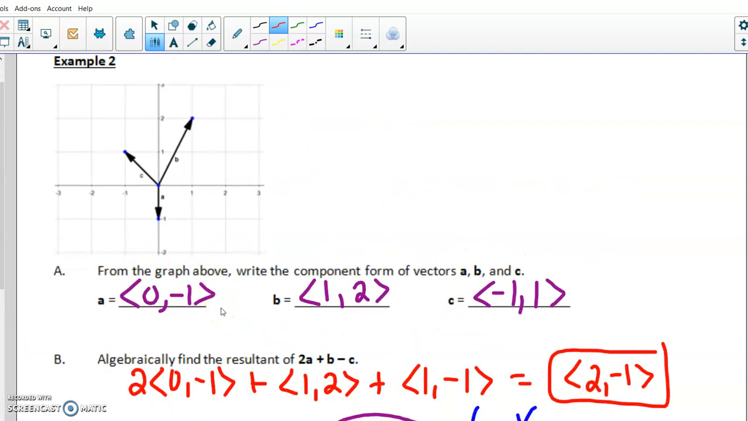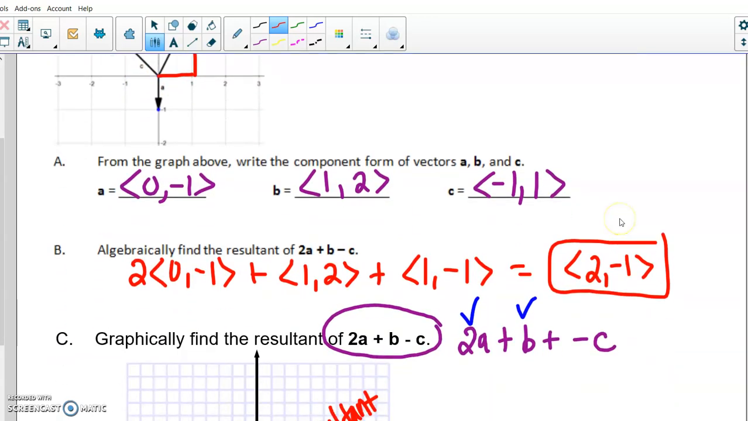All right, last example. It says from the graph above, write the component form of the vectors A, B, and C. So they're basically asking, where is the head on each of these vectors? So where is the arrow? On A, it's down here at 0, -1. For B, I would get there by going right 1 and up 2. Because remember, this component form tells you the horizontal and vertical distance, but that's also telling you the coordinate of your head. So it's both things. This coordinate here is 1, 2, because my horizontal distance is 1 and my vertical distance is 2. And then C would be -1, 1.